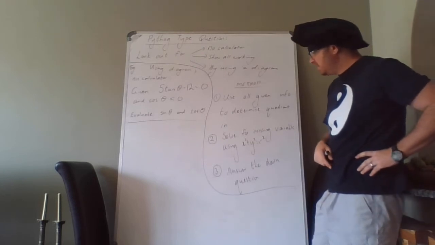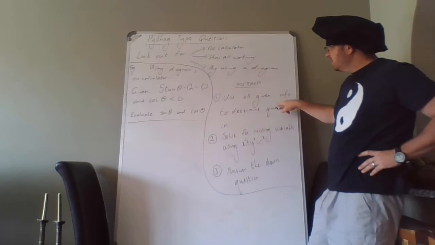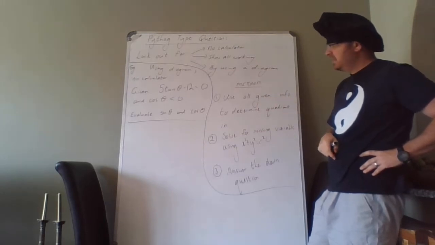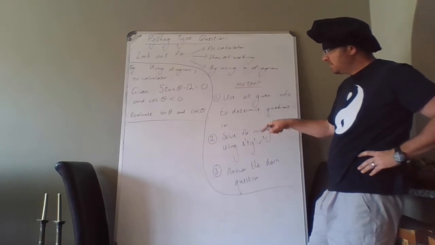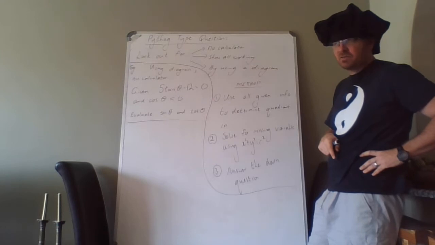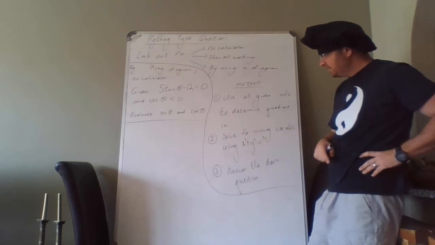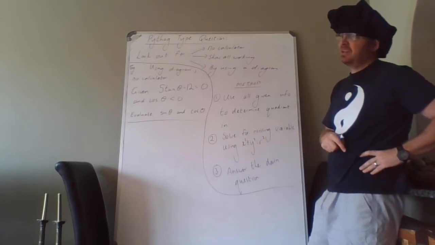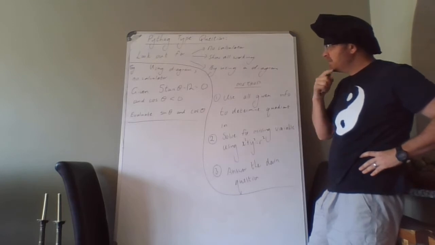Fundamentally, there are three main steps. First, use all the given info. You usually get two bits of information, and use those to figure out which quadrant you're working in. That's really important. Then solve for the missing variable using the fact that x squared plus y squared is r squared. And then you can start looking at answering the question. Hopefully you remember these.